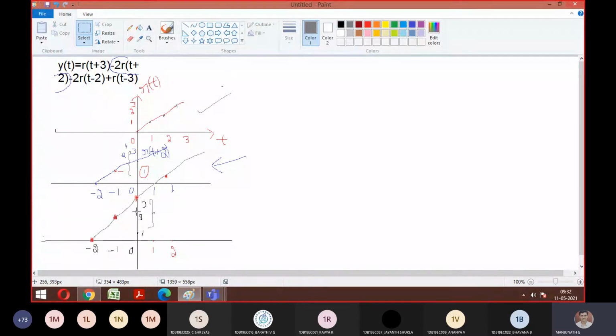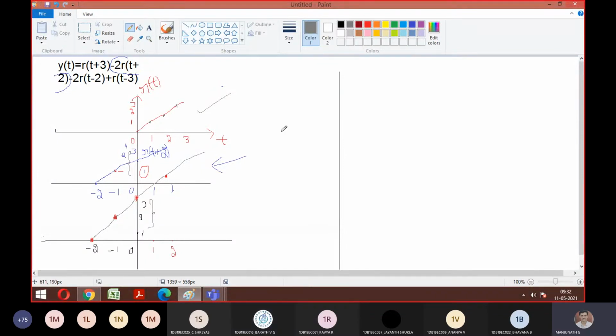Now let's try to analyze the problem. Any doubts, anyone, before I go to the next problem? Is it okay to everyone? You got the scenario of how the difference will be between r of t plus 2 and 2 times r of t plus 2. If you understand that, then you can solve the problem easily. Everyone, is it okay, guys? Shall we move on? Yes, sir.